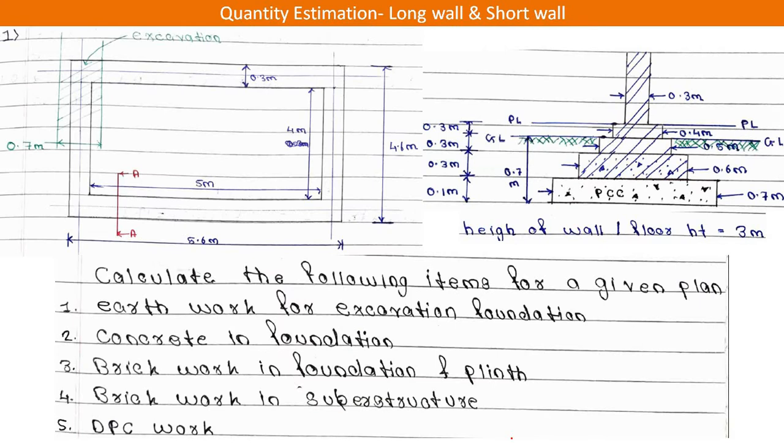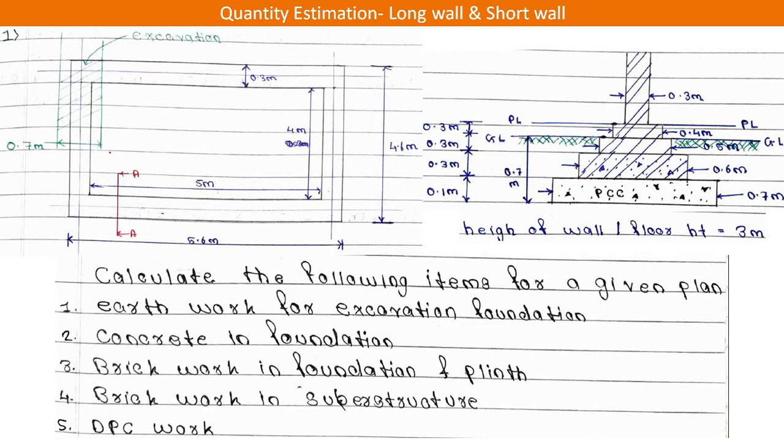Here the question says to calculate the following items for a given plan. So here the plan and section is given. The quantities to be calculated are: first, the earthwork for excavation foundation; second, concreting in foundation; third, brickwork in foundation and plinth; fourth, brickwork in superstructure; and last but not the least, DPC in work.